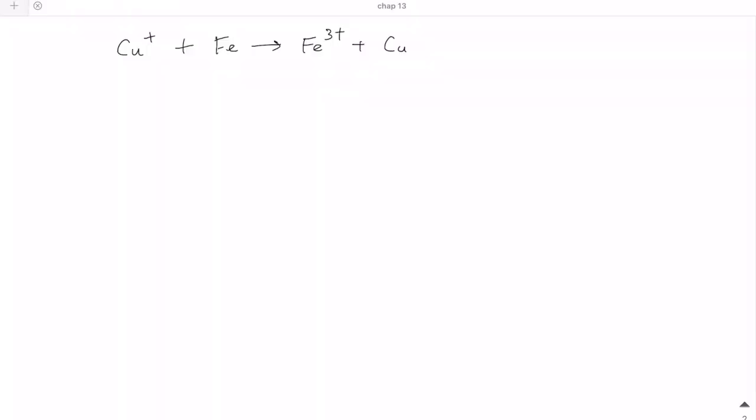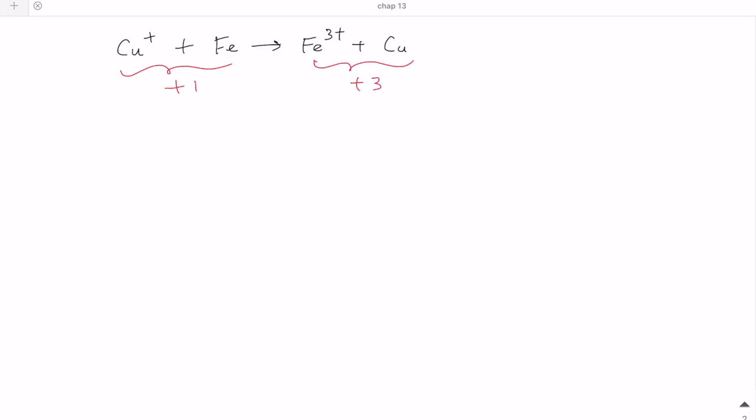Okay, let's see if we can apply the rules that we just learned about balancing redox equations on this particular equation. Now, if you look at the number of elements here, you might think that the equation is balanced because you have one of each of the elements on the reactant side and on the product side. But if you actually look at the charges, which is important for redox reactions, you'll find that on the left side right now, the total charge is +1 because the copper is +1 and the iron is 0. And then on the right side it is +3 because the iron is +3 and then the copper is 0. So that's the indication that the equation is not yet balanced.